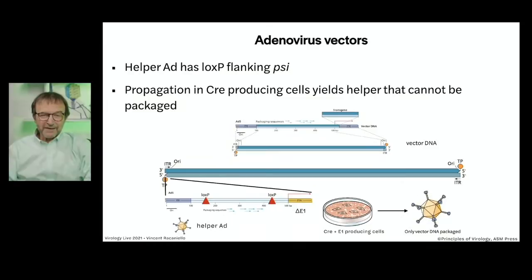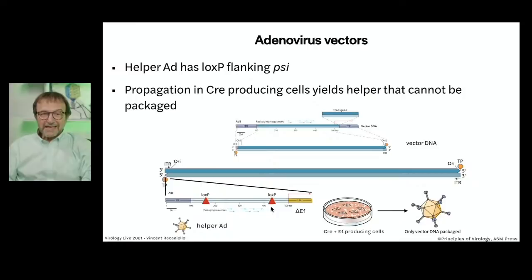So here's an example of how this is done. Incredibly clever approaches have been used to make these vectors. Here is the case where the helper adenovirus has LOXP sites flanking the packaging signal. Now, the packaging signal, of course, is at the left end of the genome. Here's the vector DNA, and here's our helper virus DNA at the bottom. It is almost full length. It's deleted for E1, so it will not reproduce and contaminate the vector. And to prevent it from packaging, because this helper is making capsid proteins to package the vector, but we don't want the helper to be packaged, we put these LOXP sites flanking the packaging sequence in the helper genome.